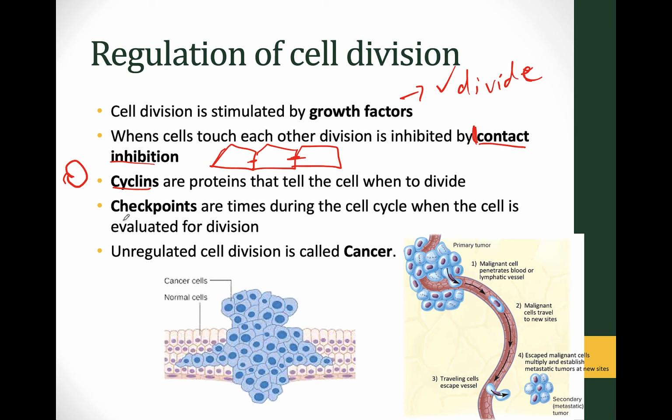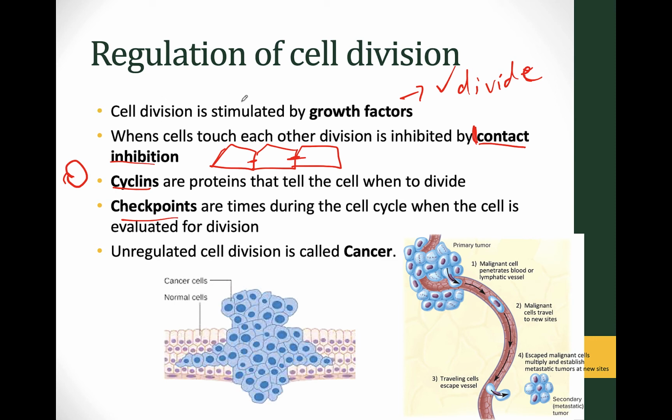And then during our cell cycle, we have multiple checkpoints. These are checkpoints to see, okay, am I in the right spot to be dividing? Is my DNA copied properly? Is my cell large enough? Do I have enough organelles that I can go ahead and divide into two?